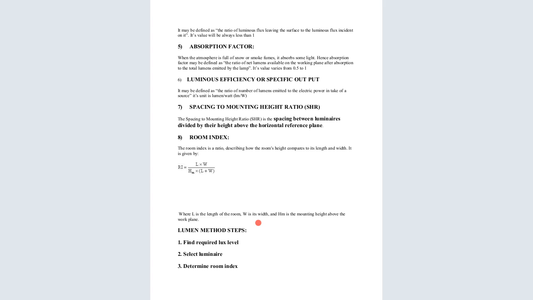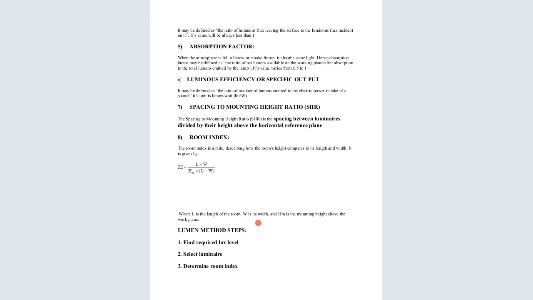Absorption factor. When an atmosphere is full of smoke or fumes, it absorbs some light. Hence, absorption factor may be defined as the ratio of the net lumens available on the working plane after absorption to the total lumens emitted by the lamp. So its value varies from 0.5 to 1.